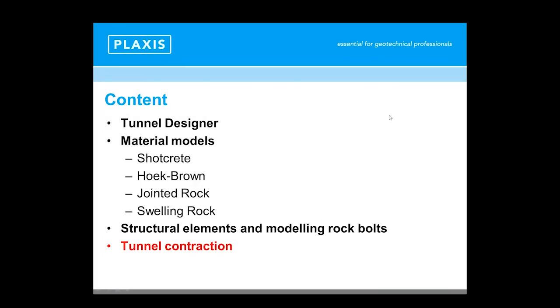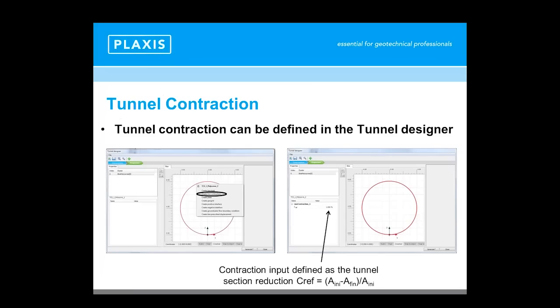So this finally brings me to the last topic of my presentation related to tunnel contraction. Tunnel contraction in PLAXIS can be introduced in two different ways. First, in the tunnel designer by means of a prescribed strain along the tunnel lining. And the prescribed strain will be automatically defined by PLAXIS based on the value of the contraction that the user will input. And this contraction is defined as the ratio between the change in area over the initial area of the tunnel.